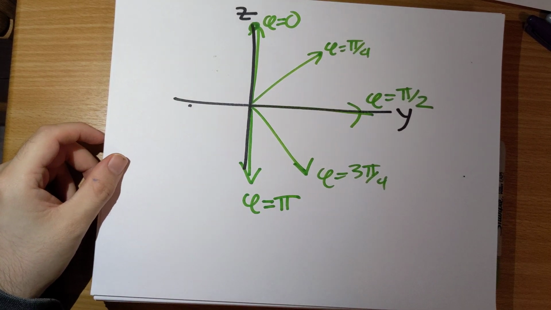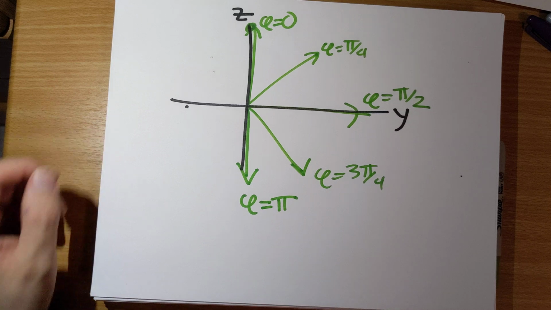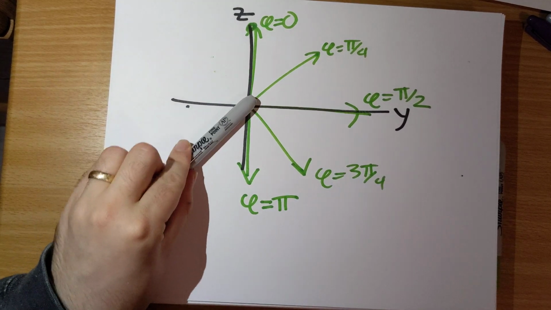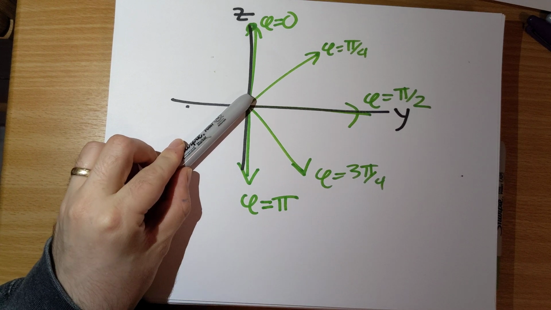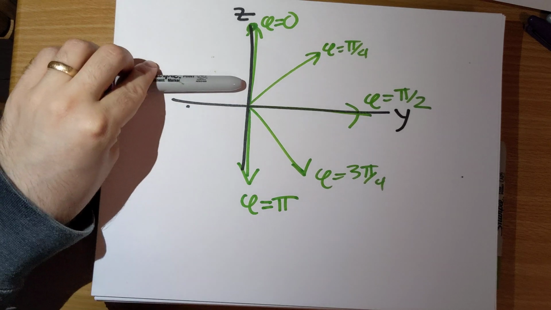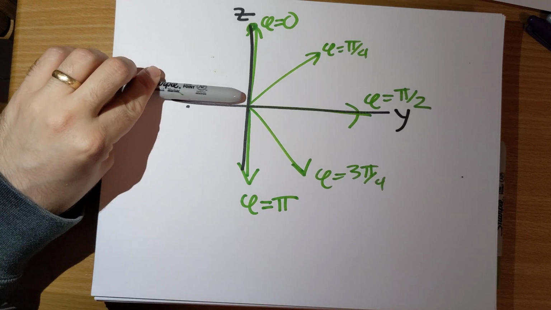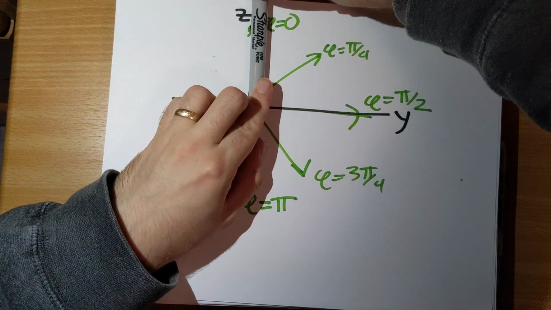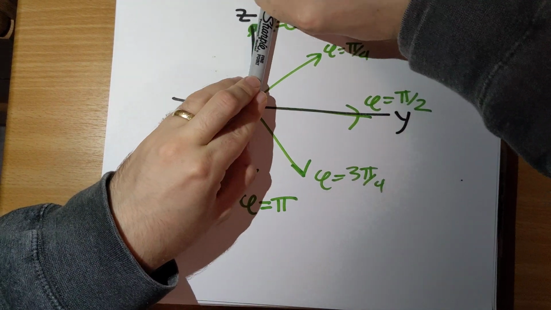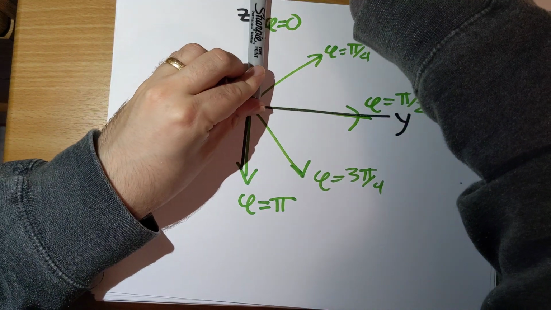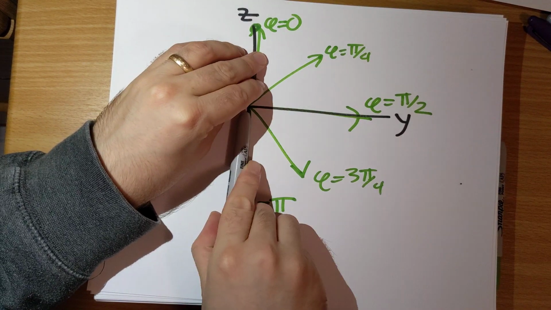Now, the thing that people always would say to me at this point is, well, Matthew, what about over here? Shouldn't this be like phi is 5 pi over 4? This would be phi is 3 pi over 2. Why don't we do it like this, that phi should run from 0 to pi and then back up to 2 pi? Why do we only go phi from 0 to pi?